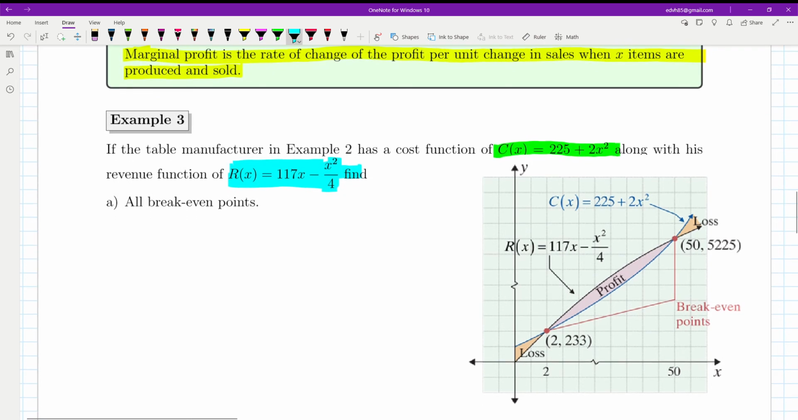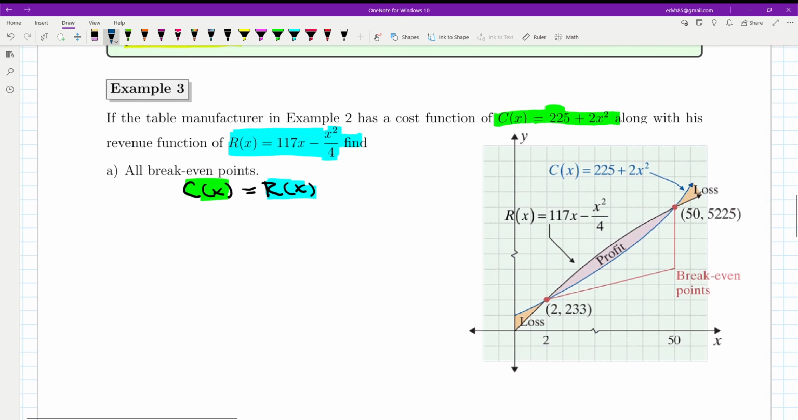Find the break-even points. So how do we find the break-even points? Break-even points are the points where the cost equals the revenue. And we use this piece of information to determine at which point we are at a loss or we are making a profit. So what we're going to do is set these two quantities equal to each other, the revenue and the cost function, and we will solve the equation for the variable x.